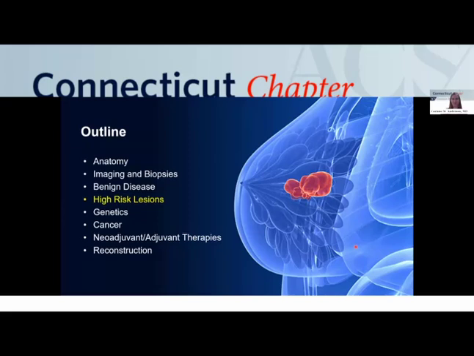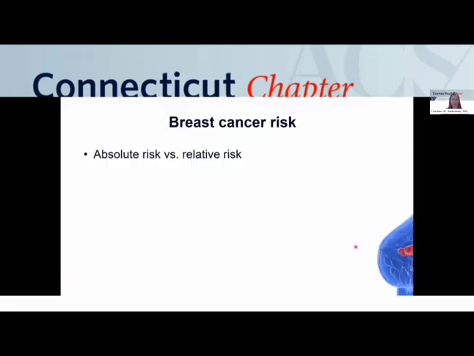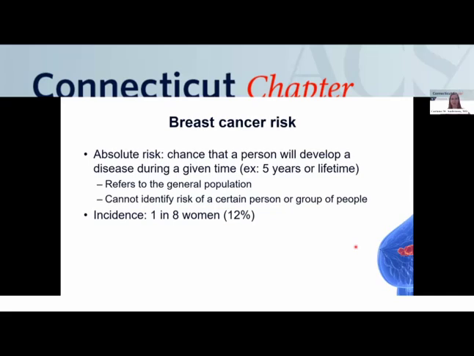Moving on to our high-risk lesions. When we think about risk, again, we're talking about a specific type of risk. You can't just say risk of 12%. You have to clarify, are we talking about absolute risk, relative risk, individual risk? So a reminder, absolute risk is the chance that a person will develop disease during a given time period, like 5 years or 10 years or the lifetime.